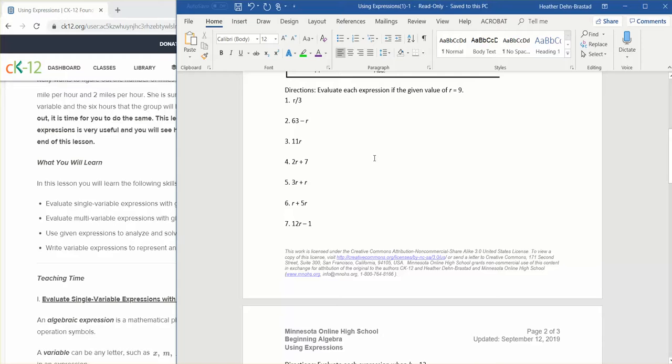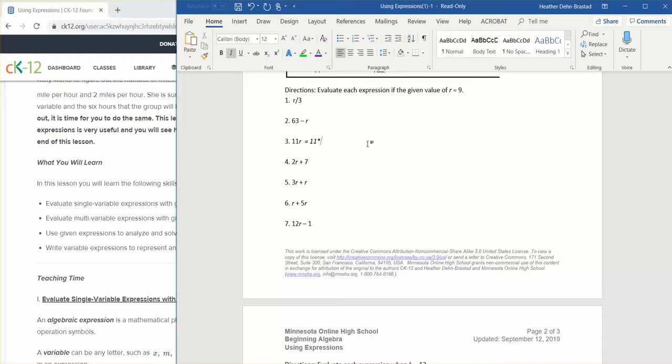We'll start with a really simple one. Number 3 says 11r. Now we know that r is 9. You should know from before that when you write a number right next to a variable, that means multiplication. So all you have to do to solve this problem is replace the r with 9. But if I just write the 9 right after it, it looks like 119, and that's not the answer. So I'm going to use the star symbol to show multiplication.